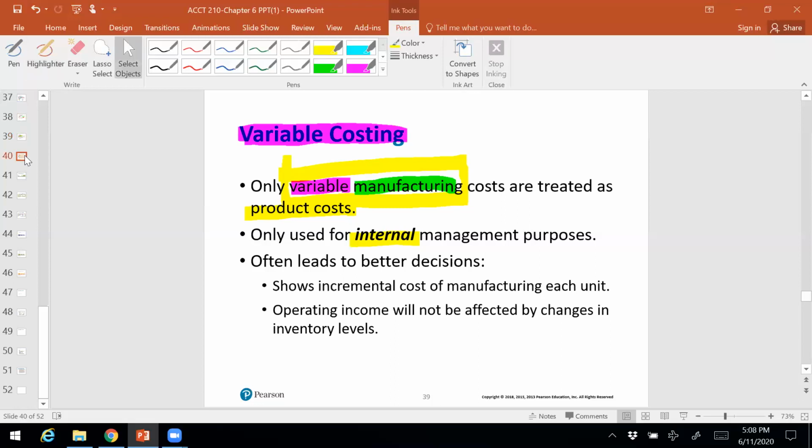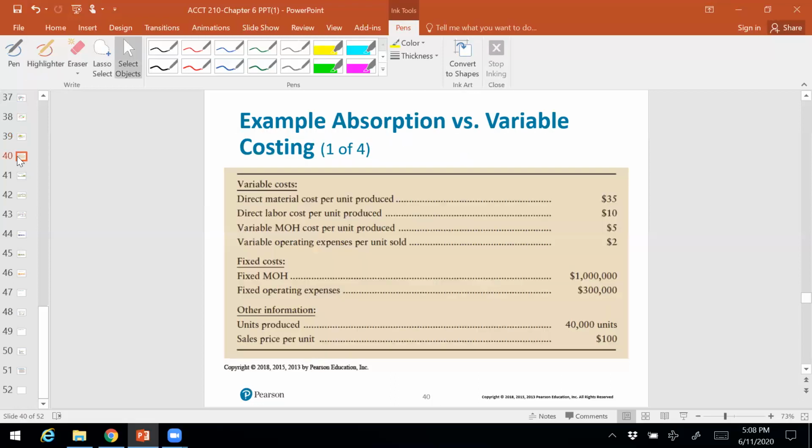So let's look at an example. As I say, I don't expect you to do the detailed calculation. So let's look at the example together, and hopefully you feel better after doing these numbers. For variable costing, this is the company, you have all this data, you have the variable cost, you have fixed cost, and then you have other information. Variable can be variable manufacturing or variable non-manufacturing. You have direct material, so this is product cost, direct labor, no worries.